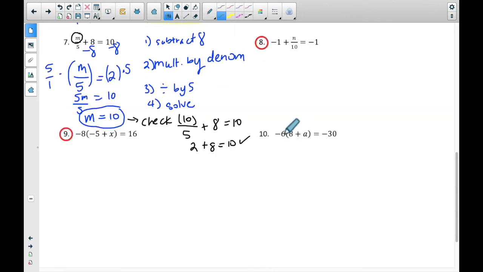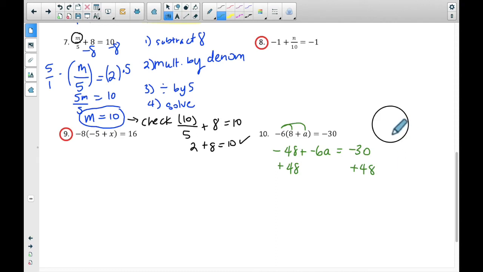Okay, last problem here. We see a multiply with a parentheses. That means we're going to distribute. So that gives us a negative 48 plus, or actually it's minus because we add those together. You could call it plus negative 6a, or 6a, excuse me, is equal to negative 30. I want to isolate my a, get it all by itself. So to do that, I need to add, and I'm adding because the 48 has a minus on it, a negative. So since it's negative, I need to do the opposite, which is add.